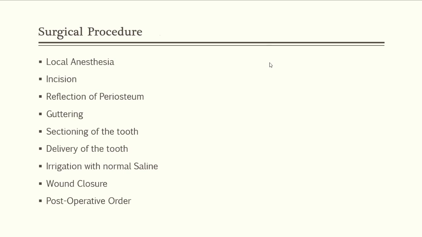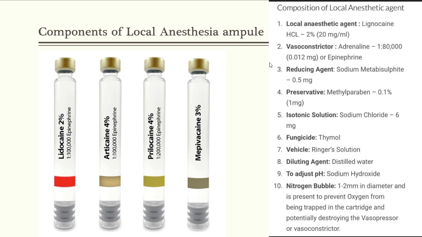Now, local anesthesia, there will be a lecture on it, and it's the next one after the impacted teeth. So we're just going to talk a little bit here. We have mepivacaine, prilocaine, articaine, lidocaine. These are the things that are present in the local anesthetic agent: the local anesthetic, vasoconstrictor, reducing agent, preservative, isotonic solution, fungicide, vehicle, and so on. So we'll talk about it in detail later.